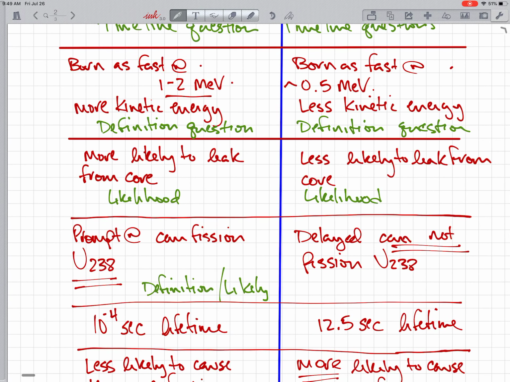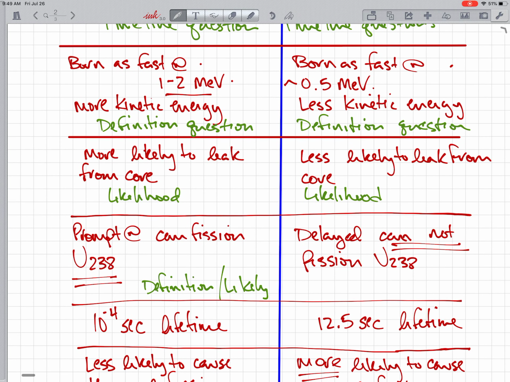Because of that, they're more likely to leak from the core. I'm talking about prompt neutrons. And the delayed neutrons are less likely to leak from the core.